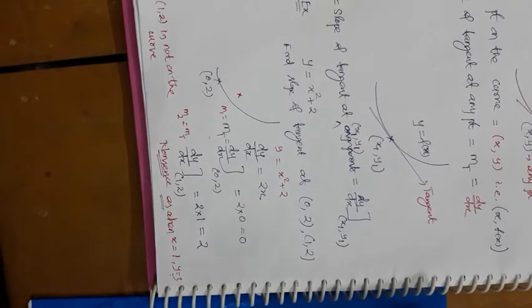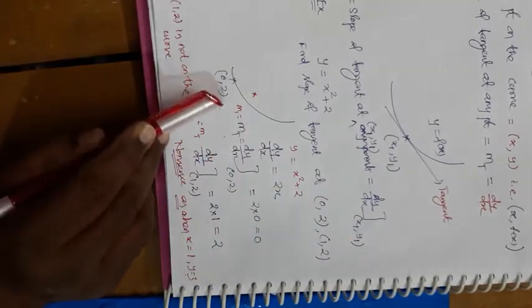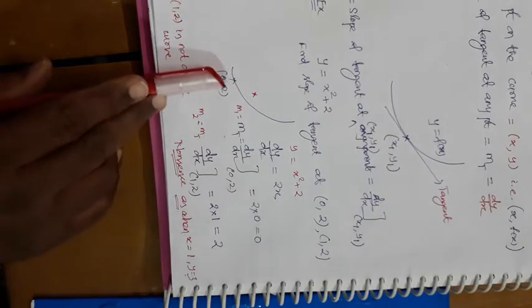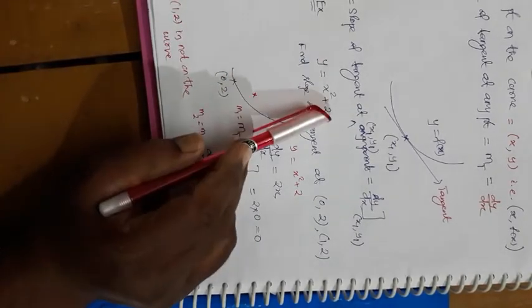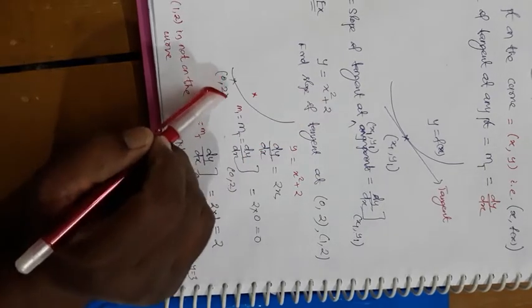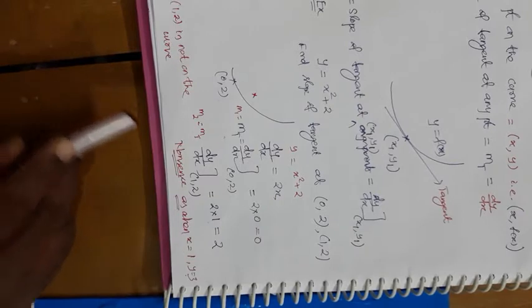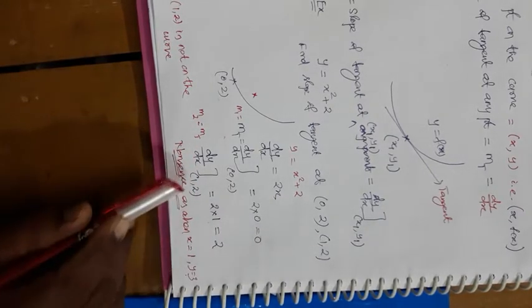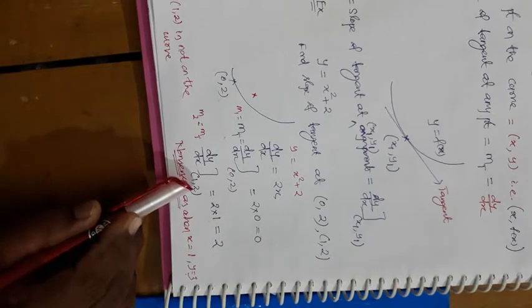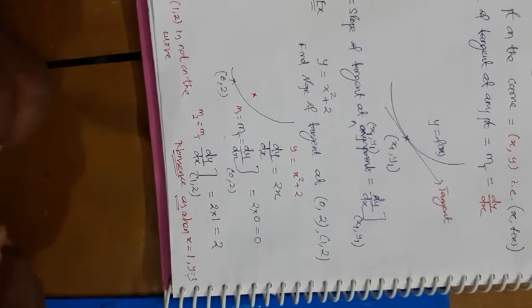But it is a very interesting thing. Look at what I am writing here. When you put x as 0, you will get y as 2. So the point 0, 2 is on the curve. But you are also finding the slope at 1, 2, and you are not checking whether the point 1, 2 is on the curve or not.